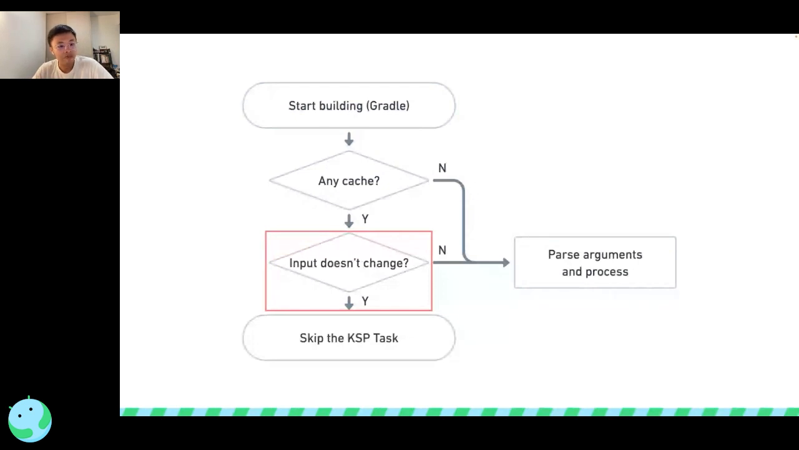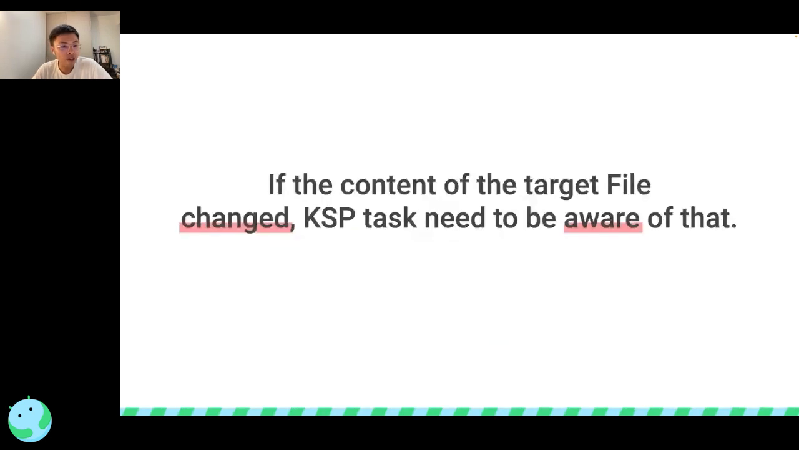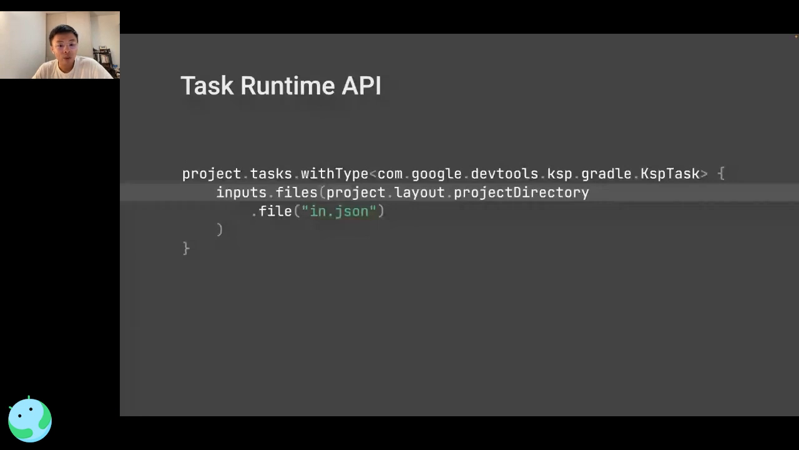So now the solution is quite straightforward. If the content of the target file changes, the KSP task needs to be aware of that. This is a very classic Gradle problem. We can solve it within the Gradle scope.